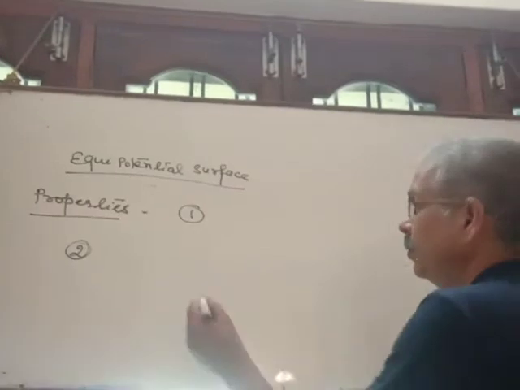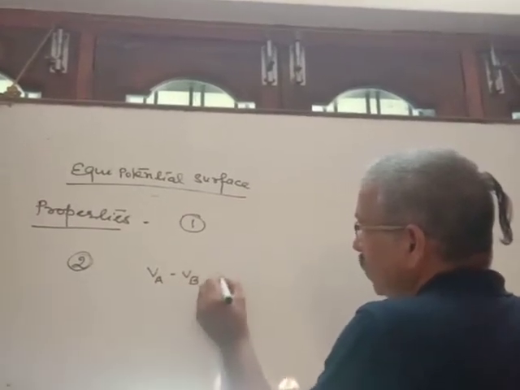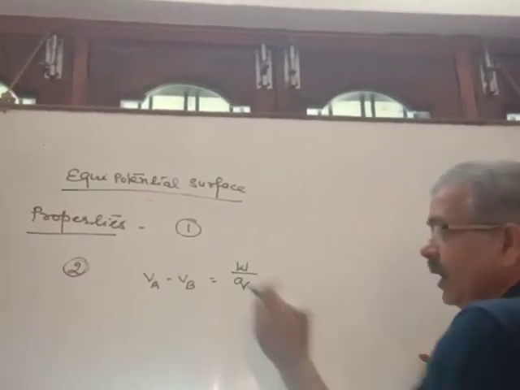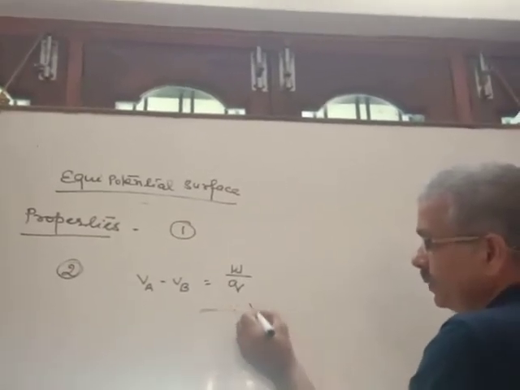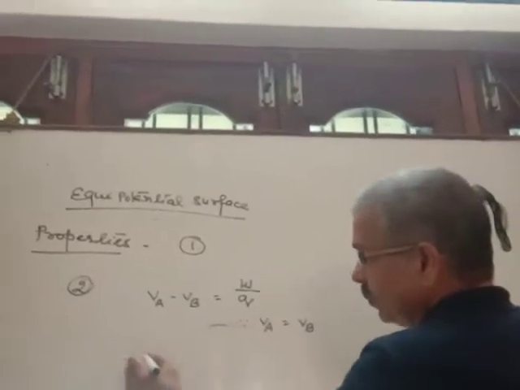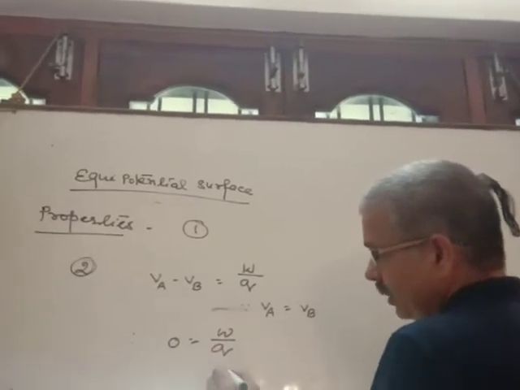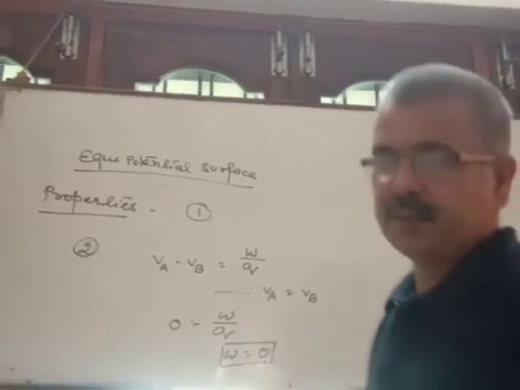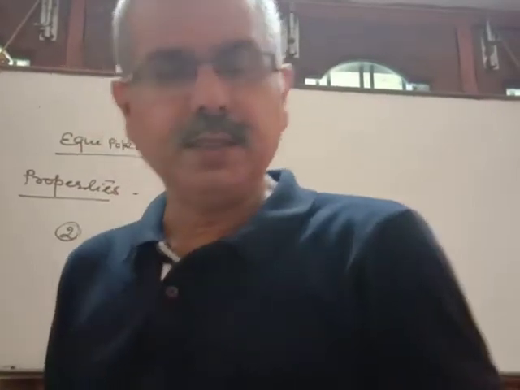Why? Because, as you know, potential difference is equal to work done upon charge. And since the field is equipotential, the potential at A is equal to the potential at B, therefore 0 is equal to W upon Q. Therefore W is equal to 0. It means no work is done when we move a given charge from one point to another in an electric field.